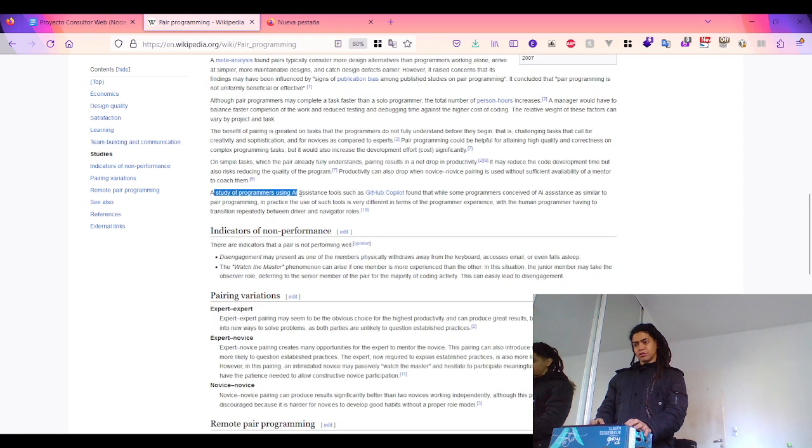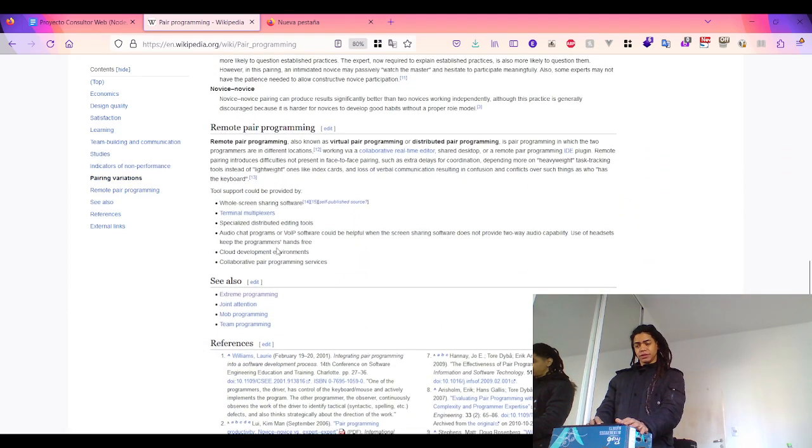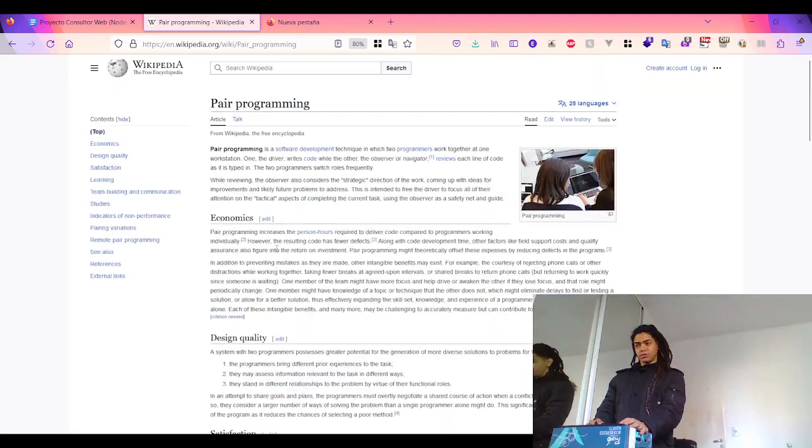A study of programmers using assisting AI tools such as GitHub Copilot found that while some programmers conceive of an AI assistant as similar to pair programming, in practice the use of such tools is very different in terms of programmer experience, with the human programmer having to transition repeatedly between driver and navigator roles. Exactly. You have to repeatedly transition between the driver and navigator role. However, it can help you to move on. So this concept comes from Rallies, but they don't mention or describe that.